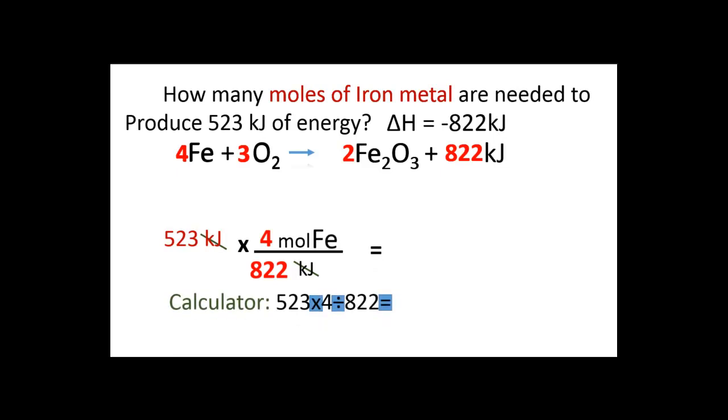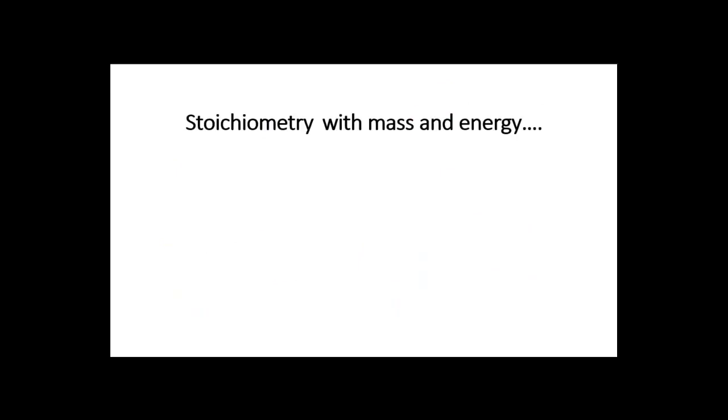We're going to multiply 523 times 4 divided by 822. The only units we didn't factor out here, moles of iron, is what we wanted. And we round that to 3 significant figures, as 523 has 3 significant figures. And then, like all good Stoich calcs, you're going to circle your answer. All right, let's kick it up a notch. Let's try some Stoich with mass in it and energy.